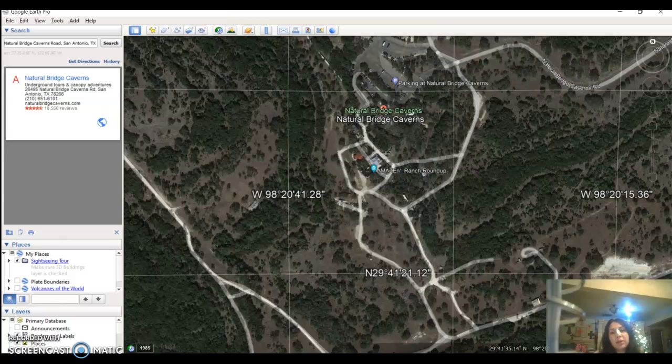Hello, my name is Lorly Gunzu, and for the Geography in My Backyard project, I visited the Natural Ridge Caverns. Today I will show you how the processes of erosion and weathering have formed these beautiful caverns that we are able to visit today.